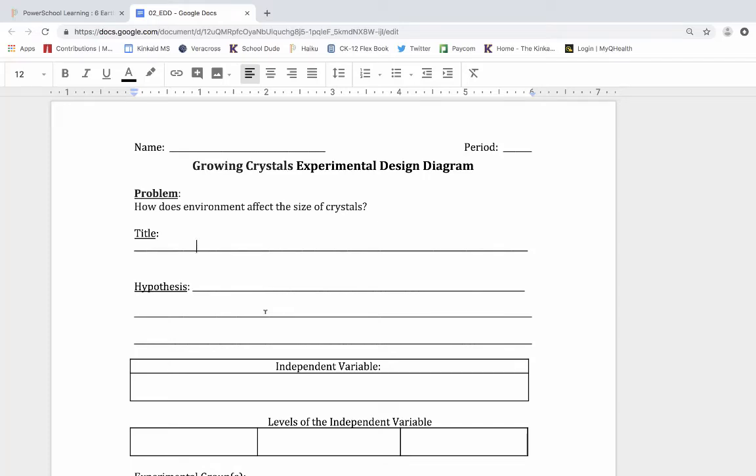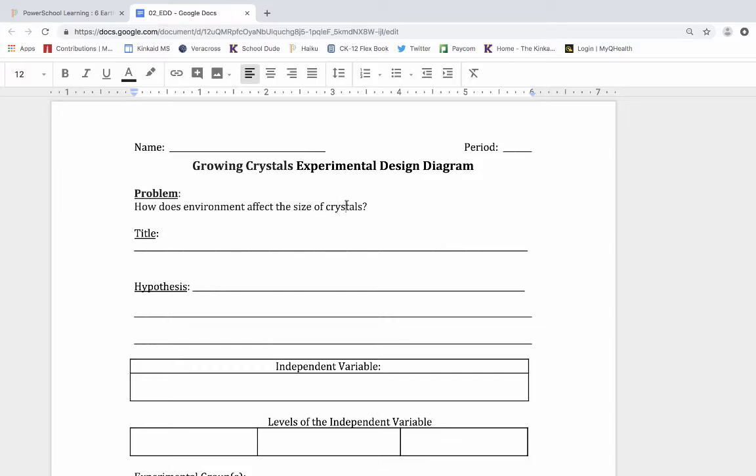Hi students, today we are going to talk about filling out our crystal experimental design diagram. We talked about EDDs back in Unit 1, and so I thought I'd do this video to help refresh your memory about how to fill one out. So when we're going to solve our problem of how does the environment affect the size of the crystals, we need to think about where we're going to place our jar and leave it over Thanksgiving break to see which place really will produce the largest crystal.